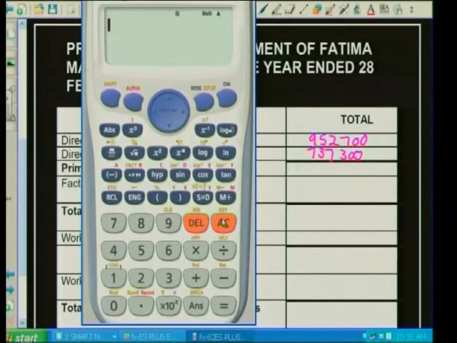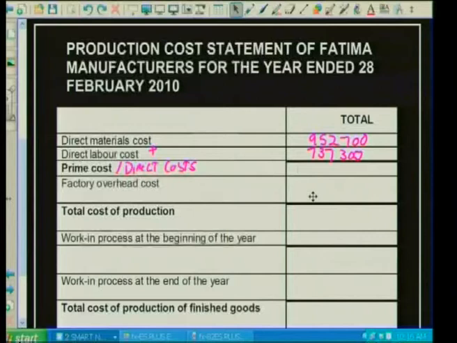Okay, so our direct cost or our prime cost, 952,700. We are then adding 737,300 to get a prime cost of 1,690,000. So let's enter that in. Okay, prime cost, an amount of 1,690,000.